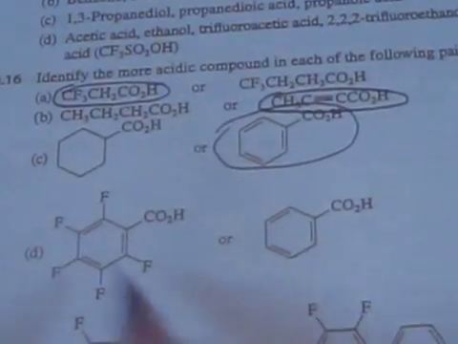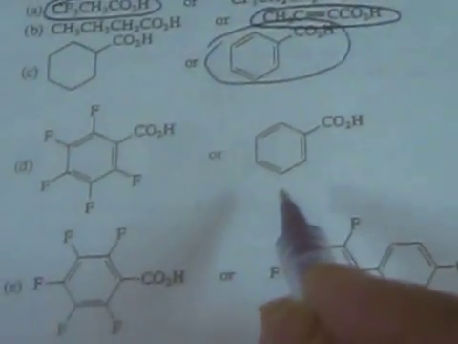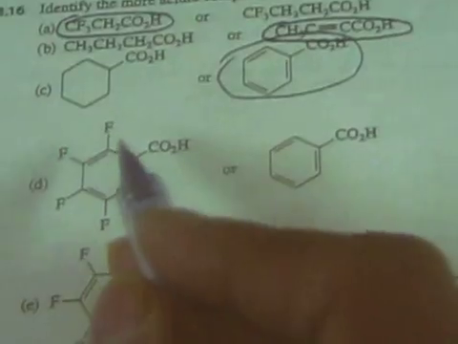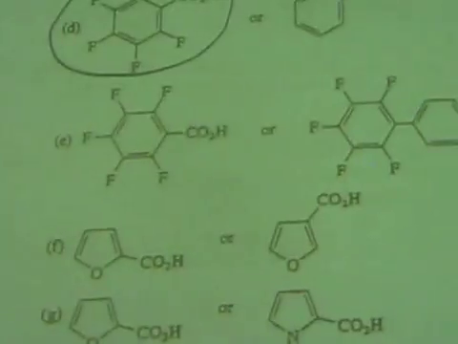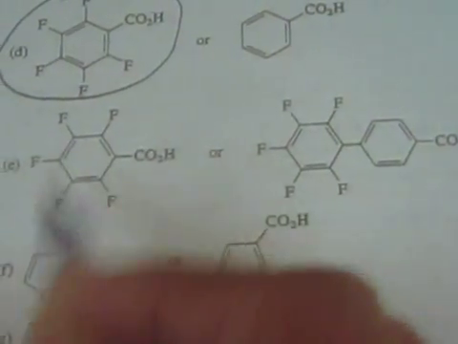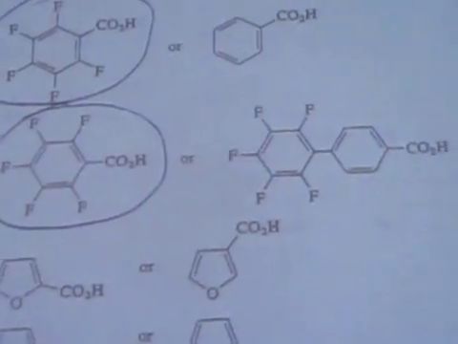Between these two, this one has a bunch of fluorines, this one has none. Therefore, again, fluorine has the electron withdrawing effect. This would be the stronger acid. Between these two, all the fluorines are separated by the benzene ring. Therefore, this is a stronger acid.